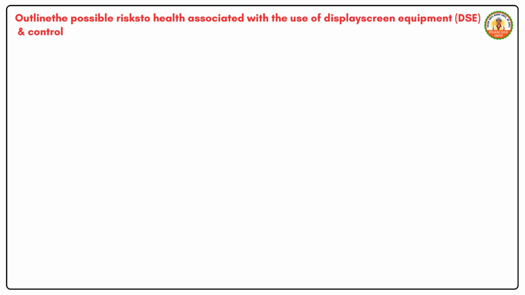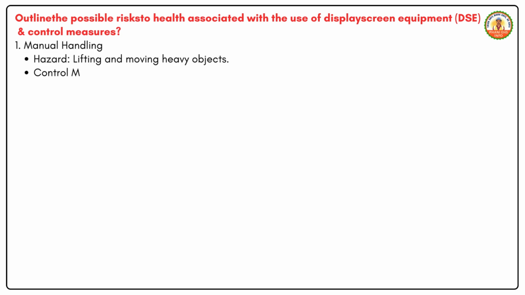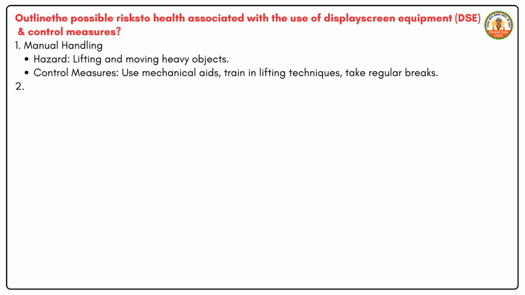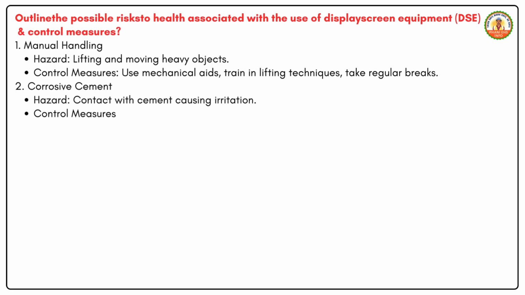Outline the possible risks to health associated with the use of display screen equipment (DSE) and control measures. Manual handling, hazard, lifting and moving heavy objects. Control measures, use mechanical aids, train in lifting techniques, take regular breaks. Corrosive cement. Hazard, contact with cement causing irritation. Control measures, wear PPE, gloves, overalls, use RPE, respiratory protection.